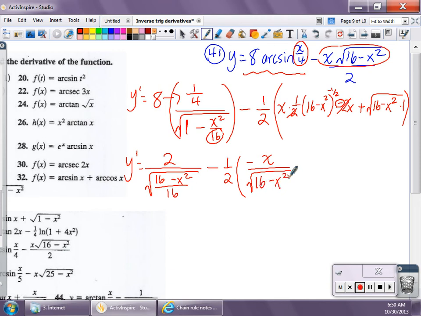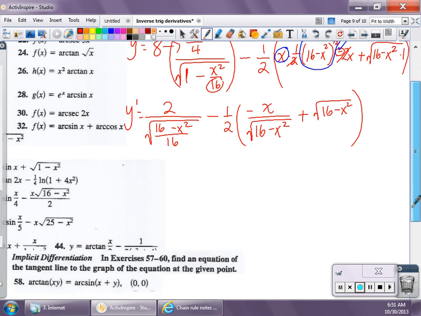And the way that I got that, if you're wondering, is I took this expression, which has a negative power, I moved it to the denominator. I kept my negative, multiplied it by my x, and that's how I got my numerator. And the 1/2 is still out front. And then I still have plus the square root of 16 minus x squared.